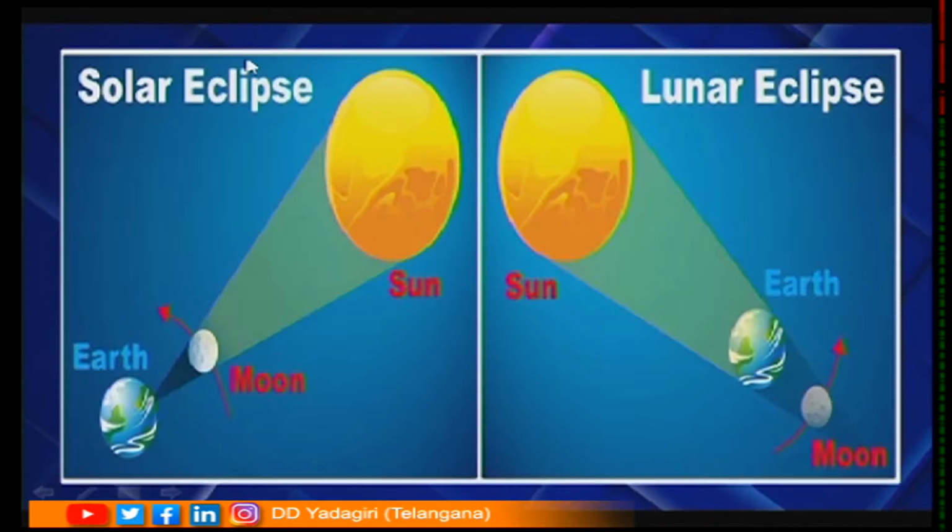Now, solar eclipse occurs on a new moon day, lunar eclipse occurs on a full moon day. So, these are the differences between solar eclipse and lunar eclipse.